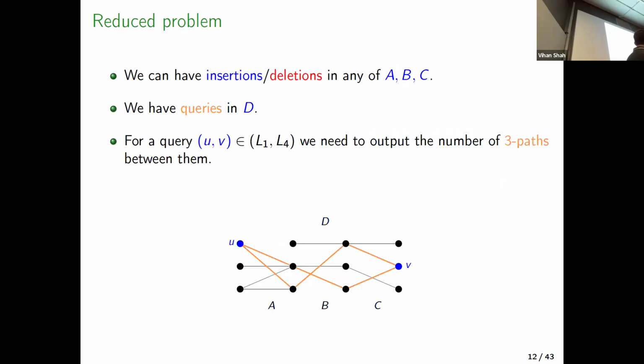And what is a query? A query is like I give you U and V and tell me the number of 3 paths between them. So we're going to solve this problem, equivalent to the original problem. Yeah, everyone good with this?